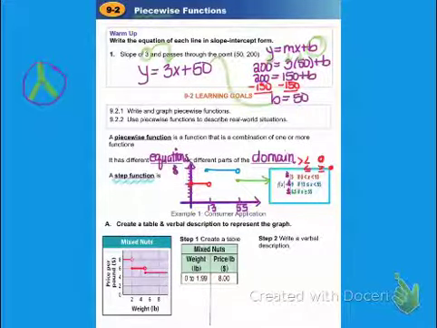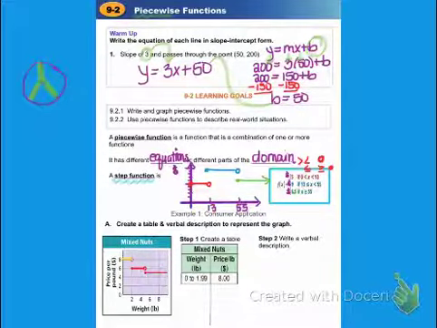Here's an example of another application that utilizes a step function. It says create a table and a verbal description to represent the graph. We have the graph here, and we want to describe the graph in a table and also verbally. That goes along with our multiple representations of functions from the prior lesson. This graph shows prices of mixed nuts over different amounts that somebody might purchase. You can tell from the graph, by looking at this piece of the graph, that it's $8 if you're buying less than 2 pounds.